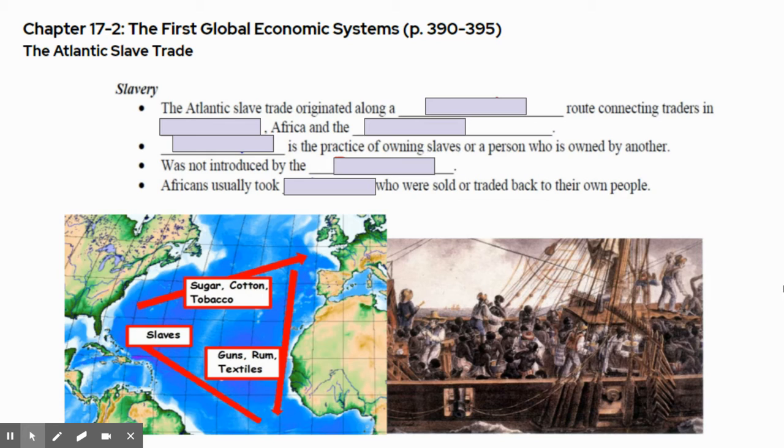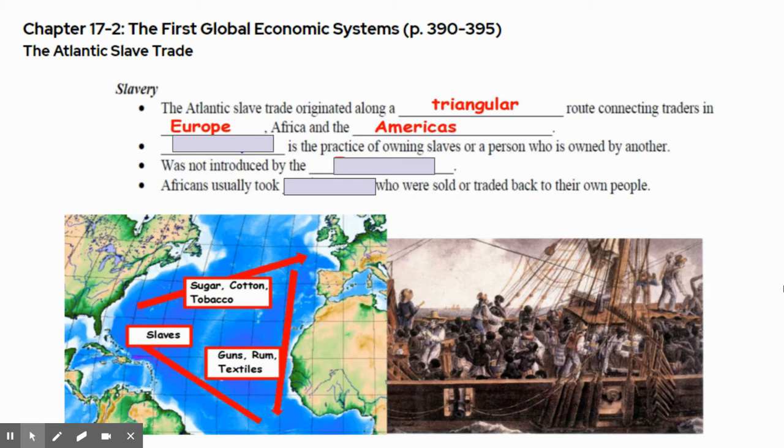But needless to say, when we get to around the time of the 1500s, where we're having more explorations, more desire to expand agriculture and industry, slavery kind of takes a new emphasis during this period of time. So, the Atlantic slave trade did originate along the triangular route that connected traders in places like Europe, Africa, and then to the Americas.